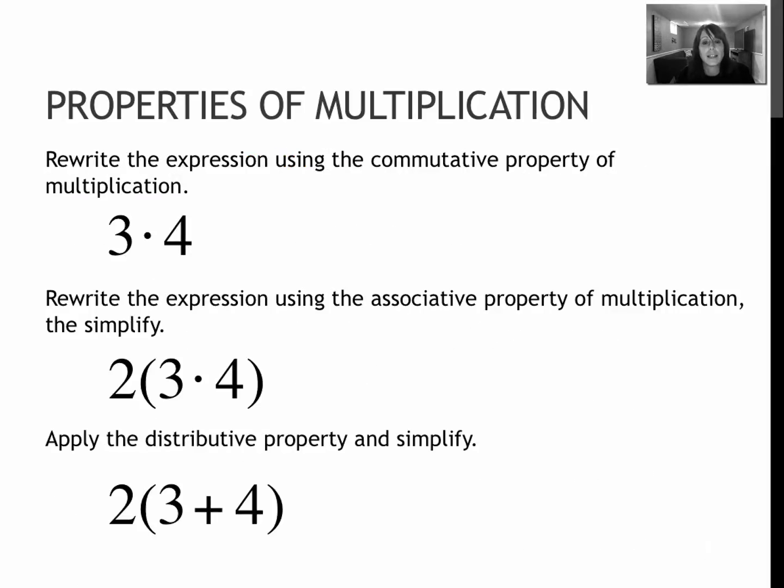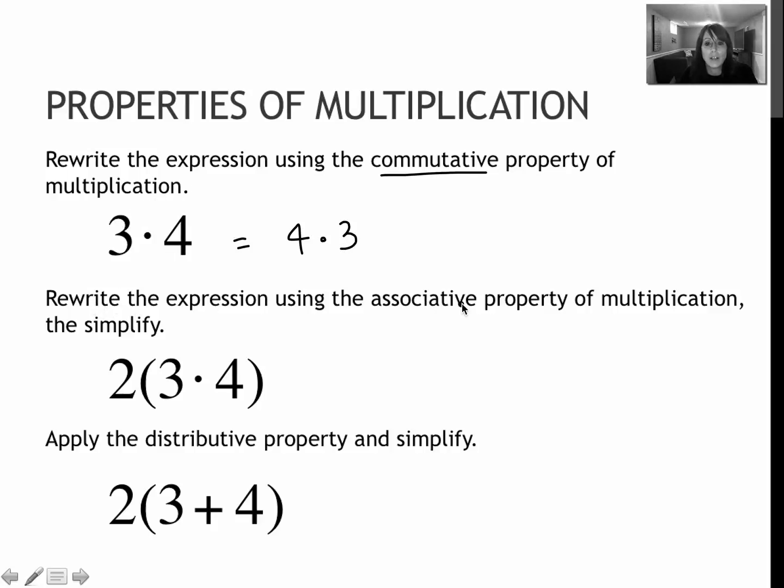So let's take a look at these examples. We are rewriting; we don't have to do any of the simplification. So the first one, rewrite using the commutative property. Remember, commutative means order because you're commuting to work and then coming back. So if I'm rewriting this, I would write it as 4 times 3. So I just switch the order of the two values.